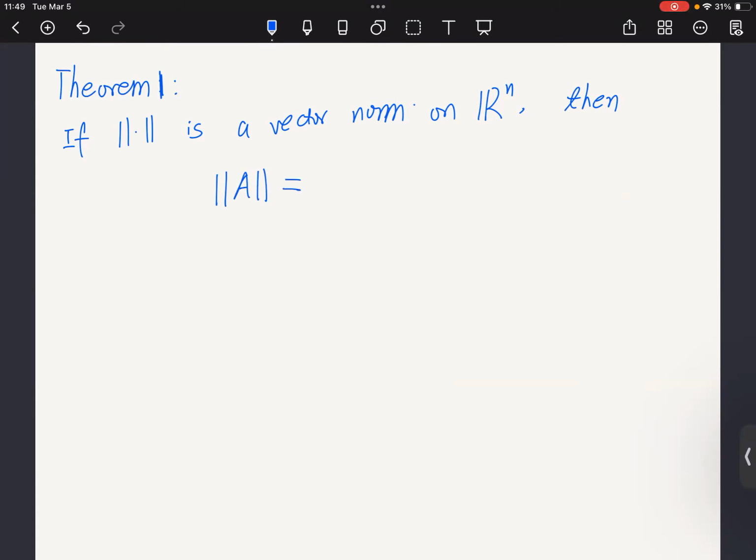It's the maximum of the norm of AX, where X is a unit vector, meaning the vector norm is equal to 1. We take the maximum over these and use it to define this function on n by n matrices, right? If you want to check properties 1, 2, 3, 4, 5, you can check this function, taking the maximum of this vector norm, and it is a matrix norm.